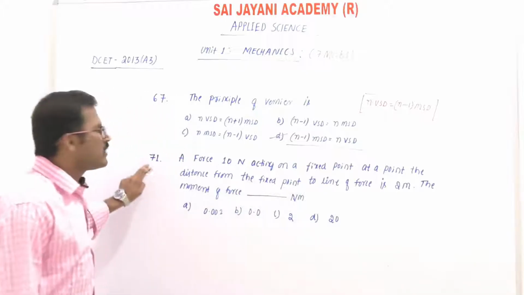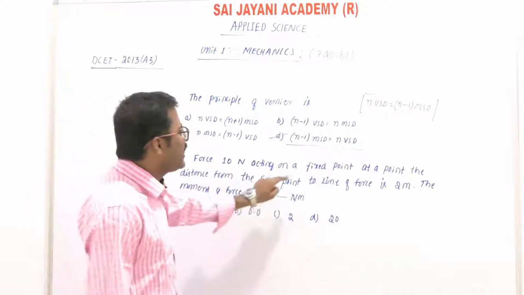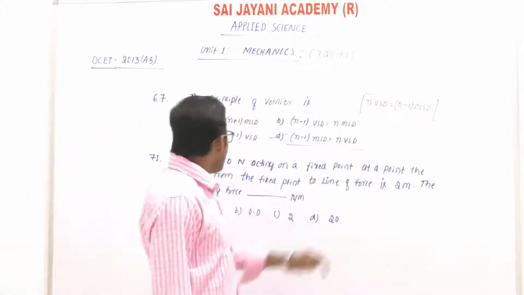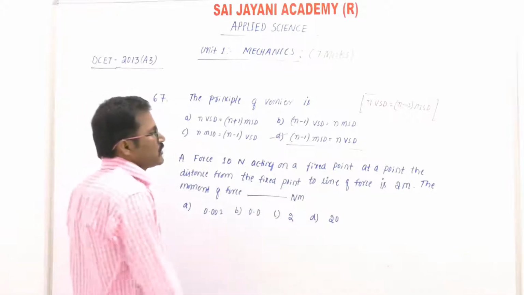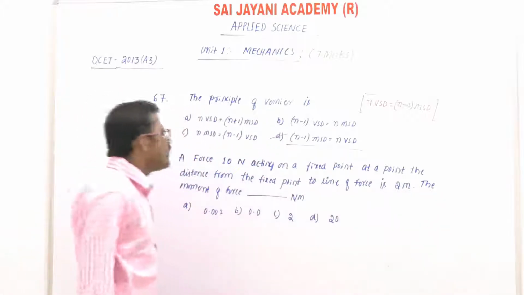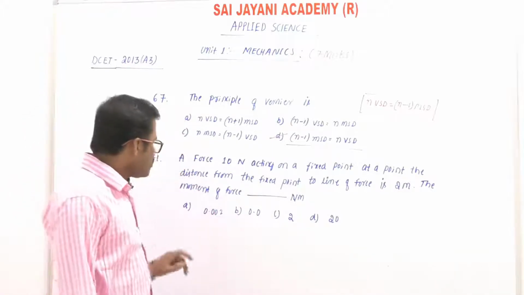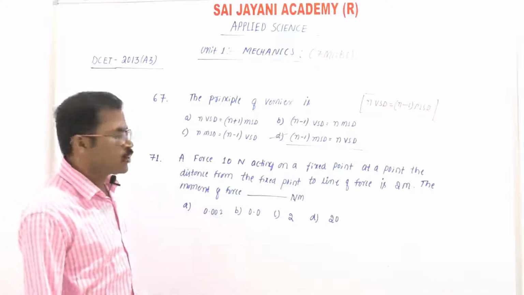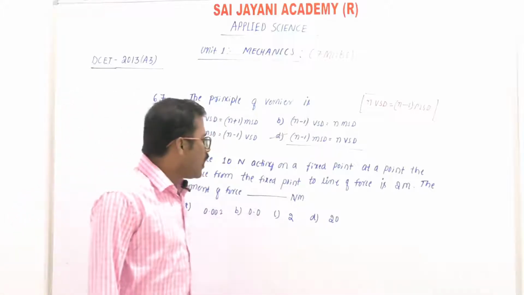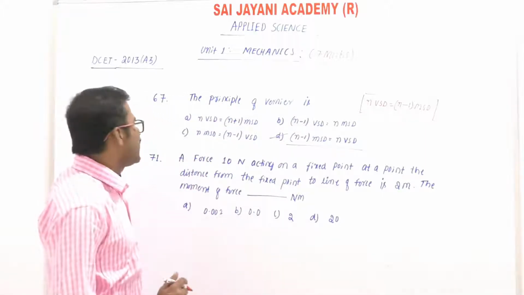So next question 71. A force of 10 Newton is acting at a point, and the distance from the fixed point to the line of force is 2 meter. The moment of force is dash Newton meter. Option A 0.002, option B 0, option C 2, option D 20. So he is asking us to find the moment of force.